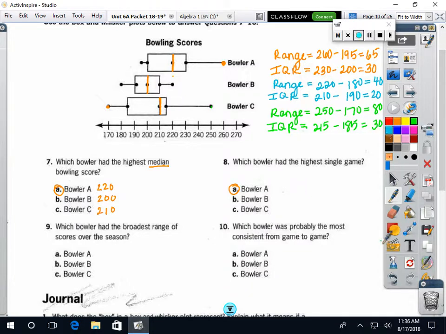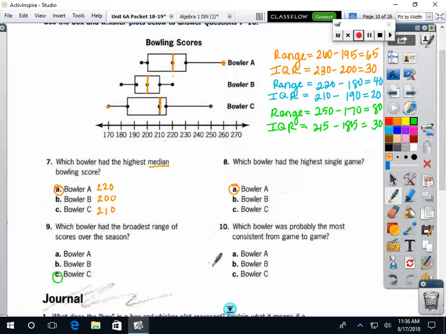Okay, so now that you see it in numbers and not just looking at the picture, which bowler had the broadest range of scores over the season? C. Okay, their interquartile ranges matched up for A and C, but the bowler C definitely had the largest range of 80.